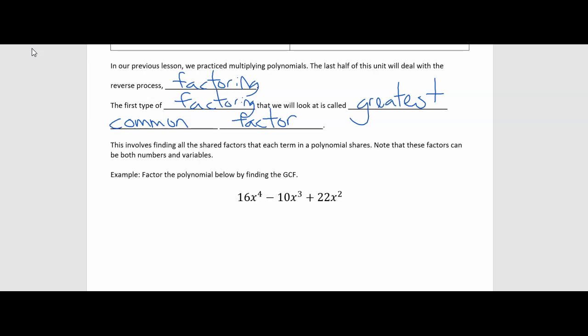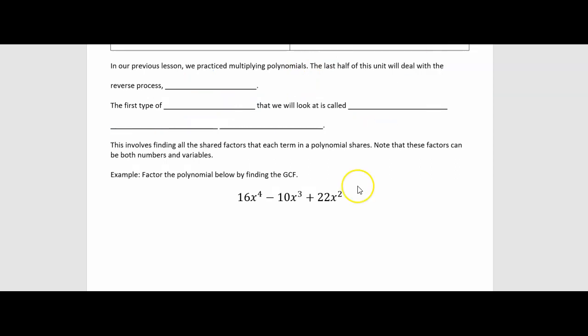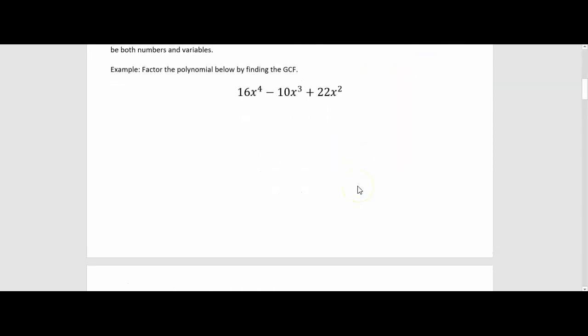So we're going to factor this polynomial below, 16x to the 4th minus 10x cubed plus 22x squared. So when you're doing the GCF, you've got to first focus on the number portion, and then you've got to focus on the variable portion. And we can do both separately and then put them together at the end. So let's look at 16, 10, and 22. Now you could go ahead and write down all the factors of 16.